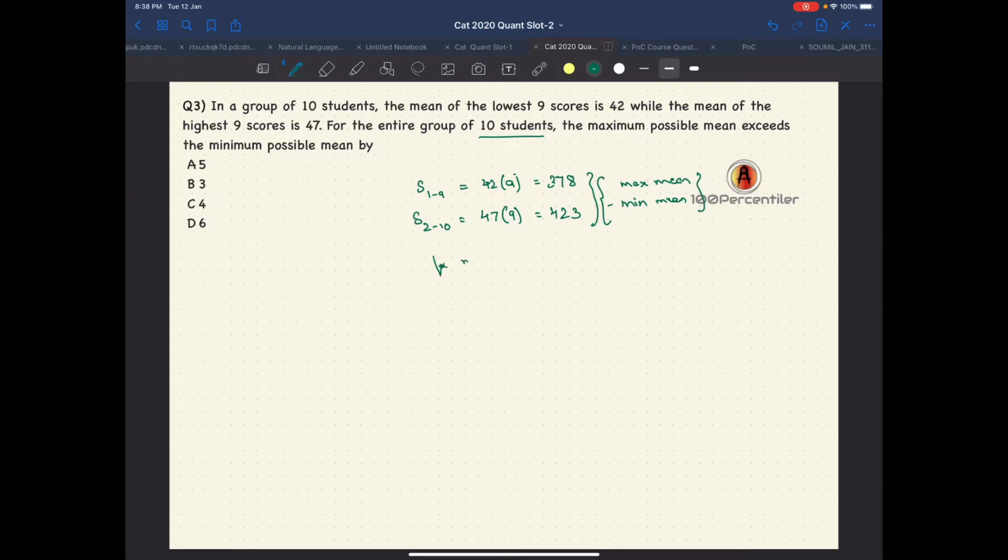Now for the maximum mean, we maximize the 10th value, because we are arranging the values in, let's say, ascending order here, and we want to maximize the 10th value because the first value will be the minimum one. We would want to have a greater value, and that is why we'll maximize the 10th value. Now we already know the sum of the first 9 values is 378. Now the 10th value will be maximum when all these 9 values are equal to each other.